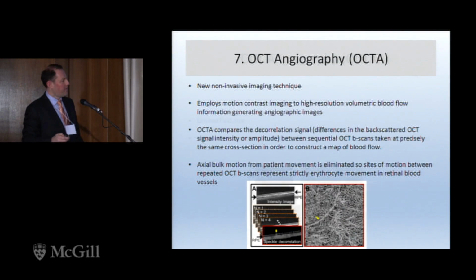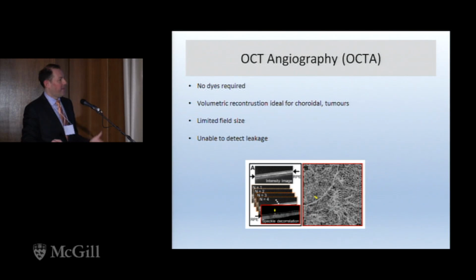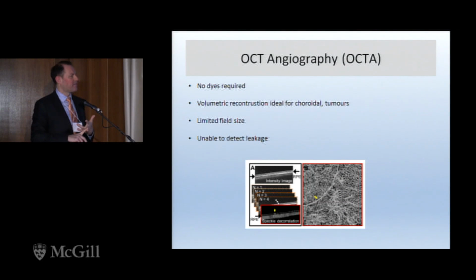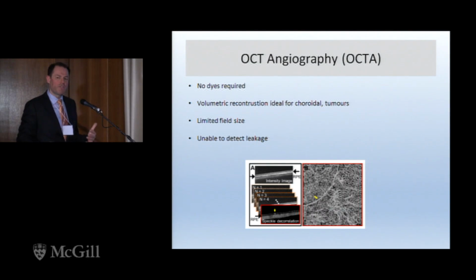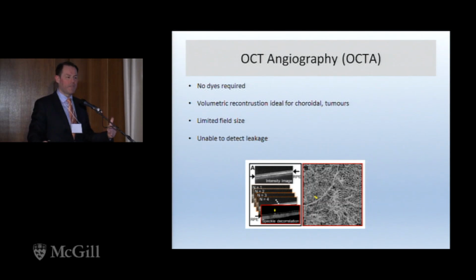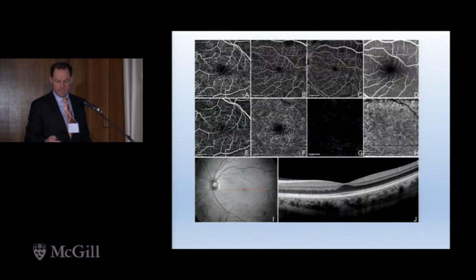And it's quite impressive because, A, it doesn't require any dye. You can do volumetric reconstruction because, again, you can do various slices of it. The only problem is it's limited in its size, usually about 3 by 3 millimeters, because of the vast amount of data. And unlike fluorescein angiography, you can't detect leakage. It detects flow, but it doesn't detect leakage. So this is a typical OCT angiography.